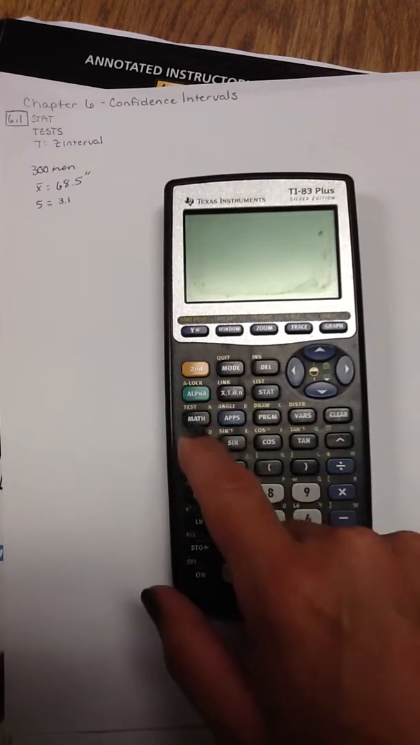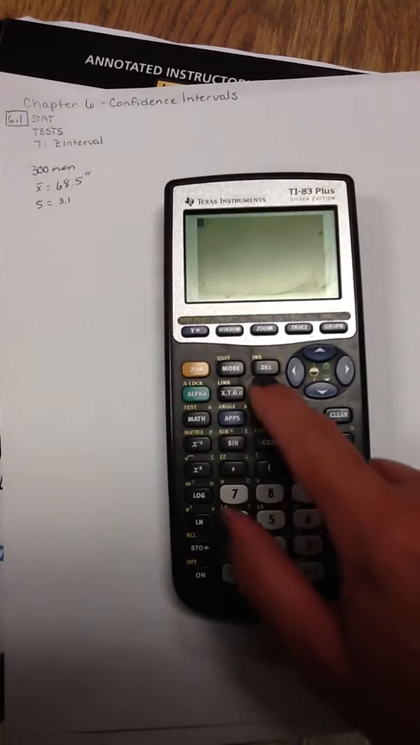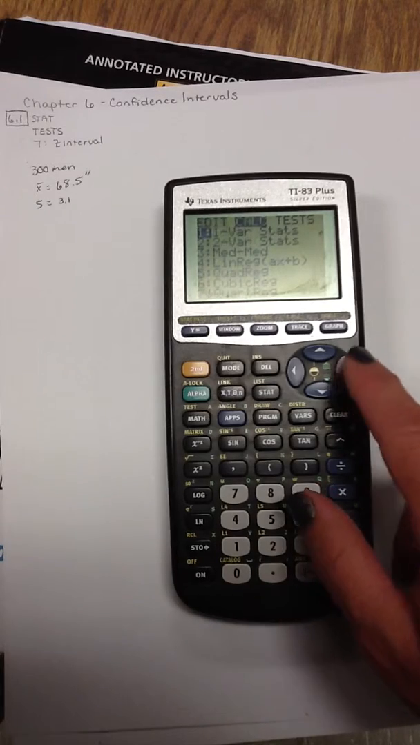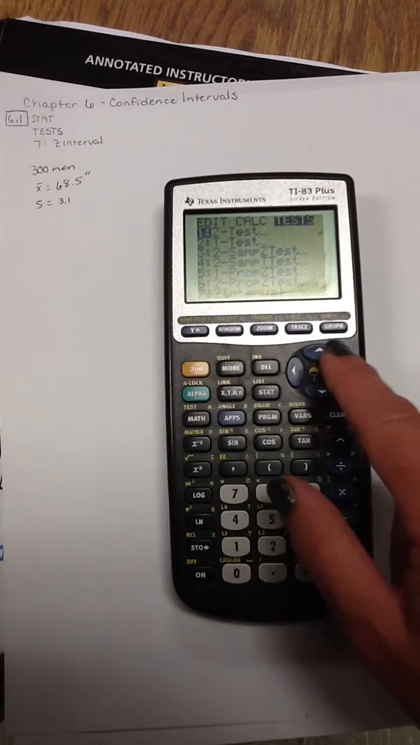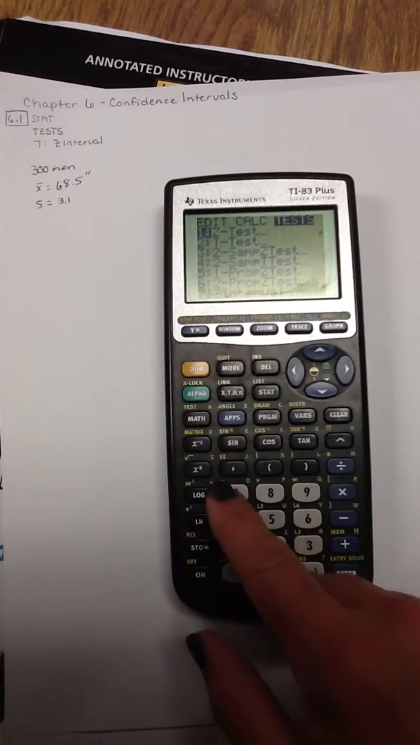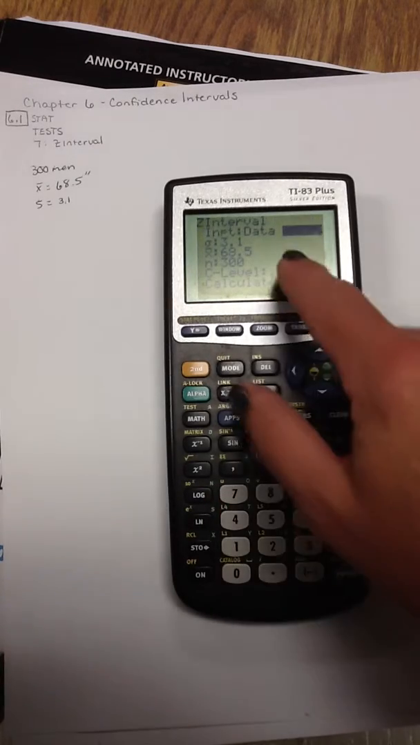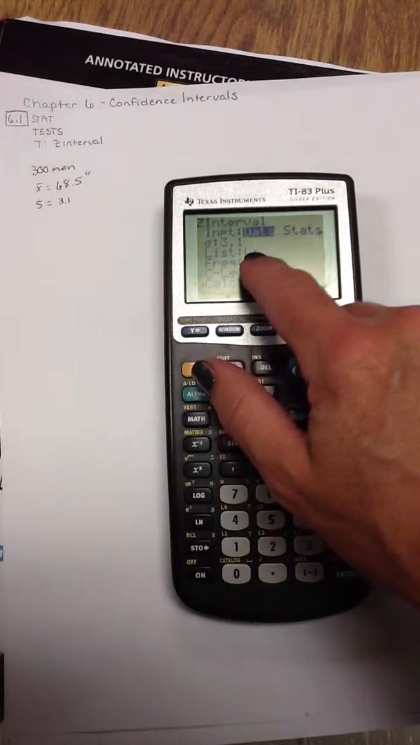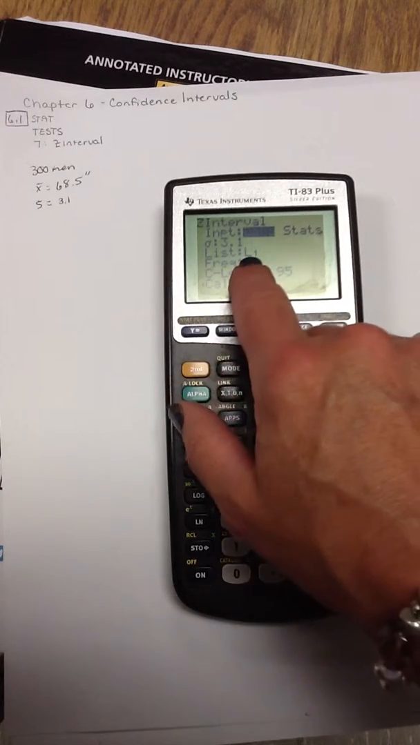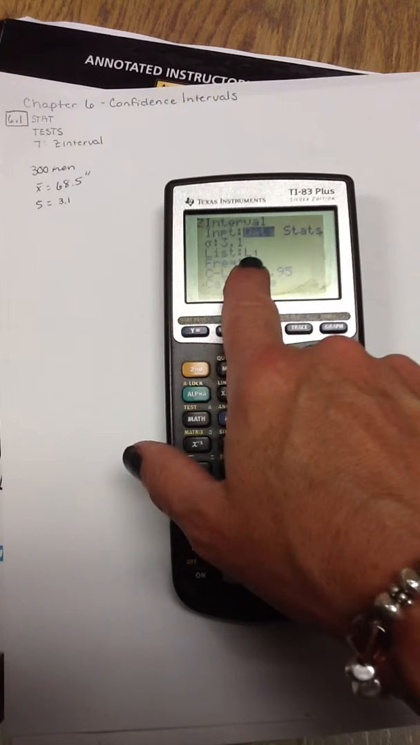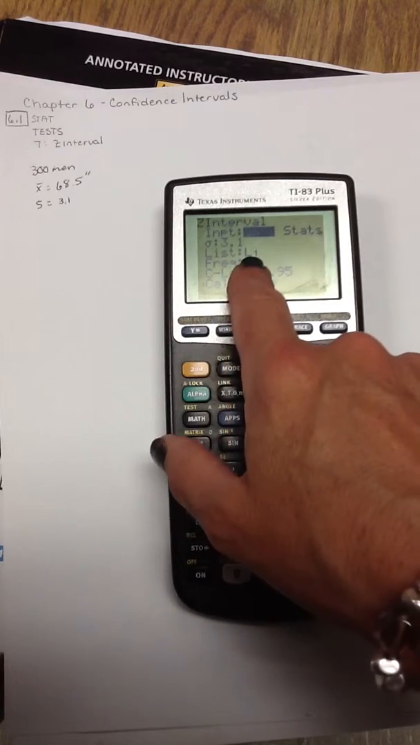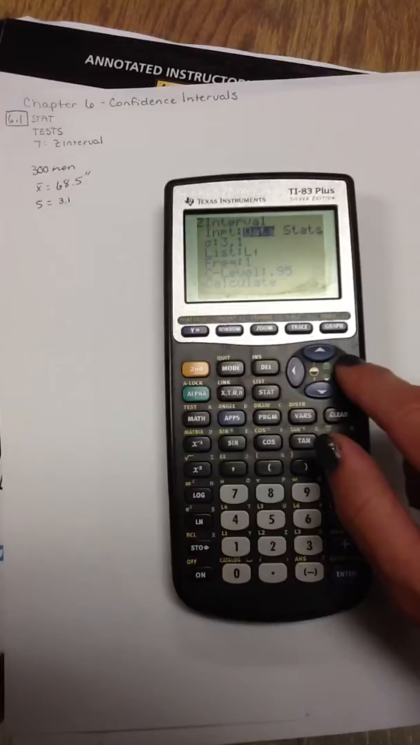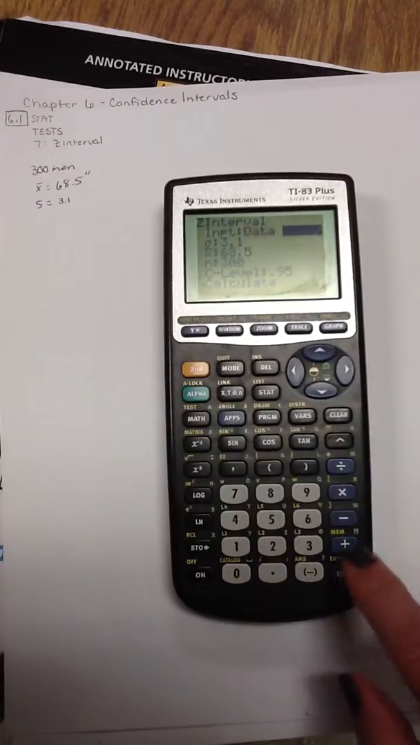So we are going to hit Stat, Tests, and we're going to go down to number 7, the Z interval. Now, if we were going to input the 300 individual heights, we would hit Data, and then we would put down the list that we entered those heights in. Since we did not list the individual heights, we will go to Stats.